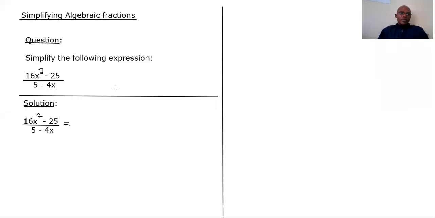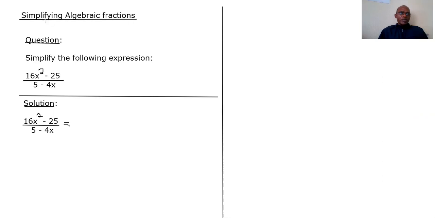The topic that we are dealing with today is simplifying algebraic fractions. So in this case, the question is: simplify the following expression. 16x squared minus 25 divided by 5 minus 4x.